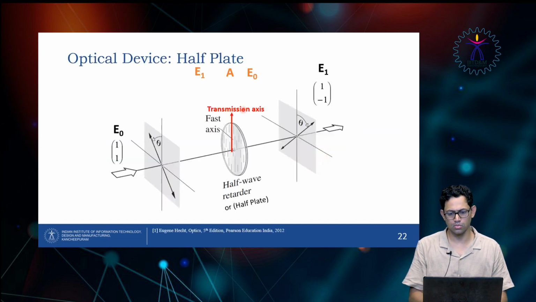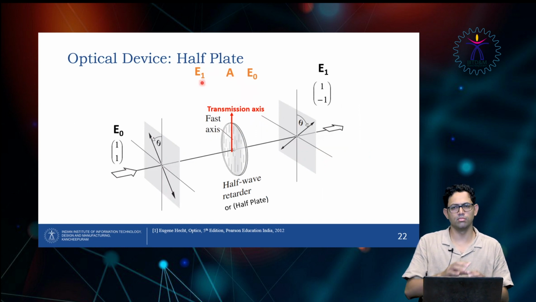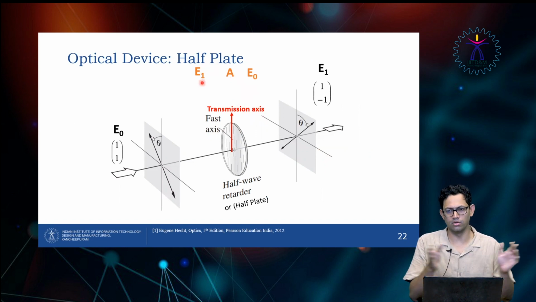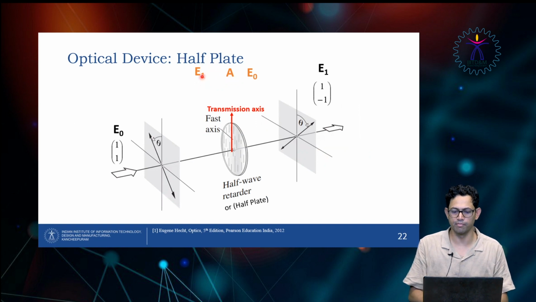Okay, cool. So now let us go for another example. Instead of a horizontal polarizer or a vertical polarizer, we have something known as a half wave plate. Half wave plate is also known as a half wave retarder. Now what does it do?